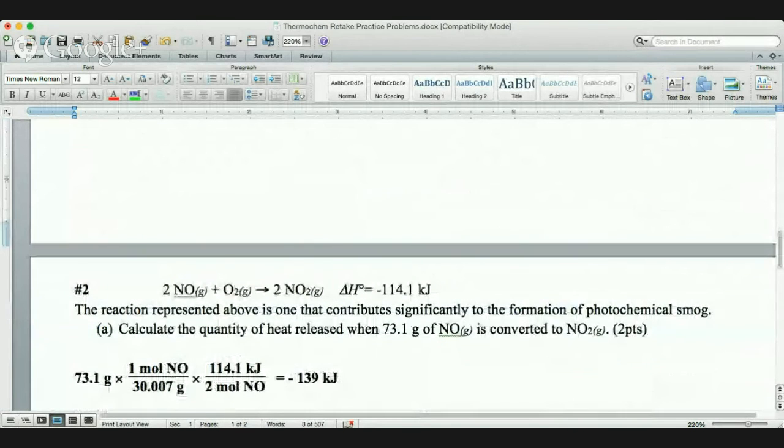So you had the 73.1 grams. You divide it by 30.007 grams. They used a different periodic table, but that's fine. And that gave you the moles of NO.